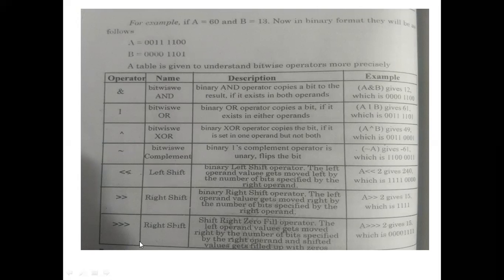So next is right shift. A right shift 2 gives 15, which is equal to this number. These two operators are the same.